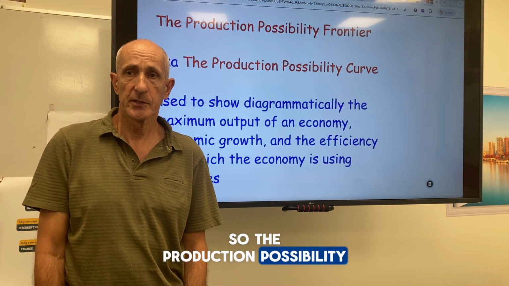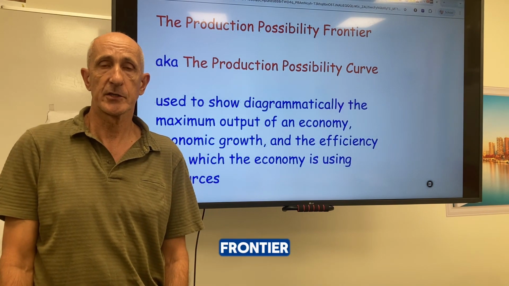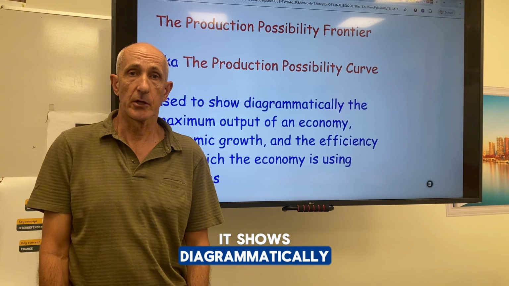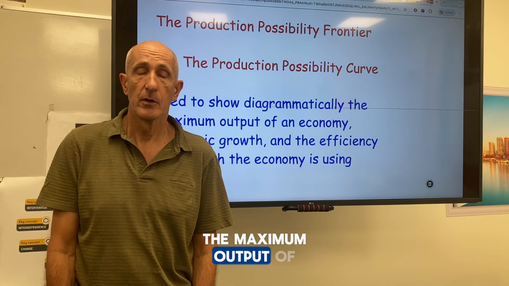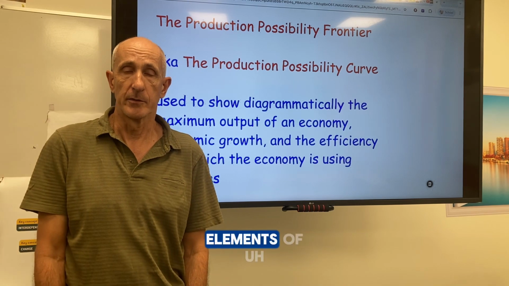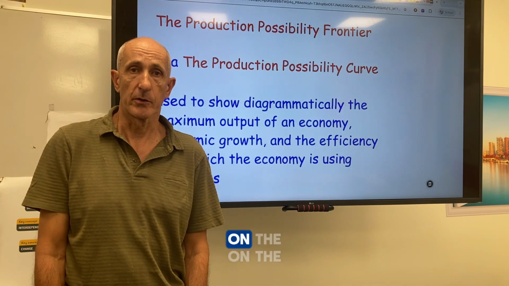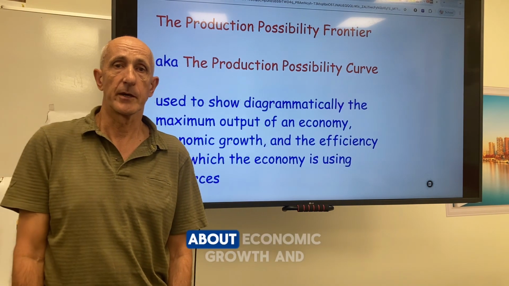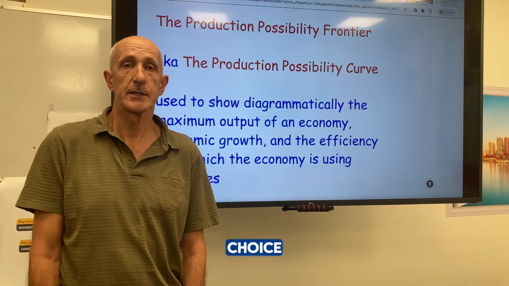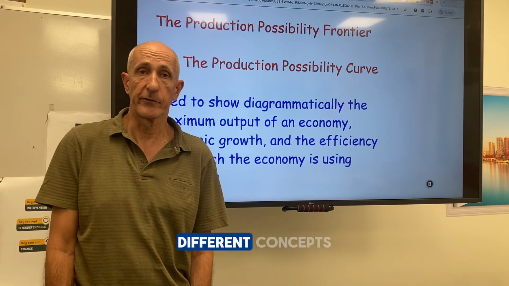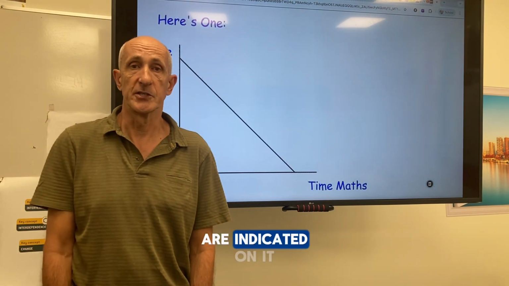So the production possibility curve, or the production possibility frontier, is one particular model. It's very simple. It shows diagrammatically the maximum output of an economy, and you can choose various different elements of what you're going to show on the axis, depending upon what your intention is. It can show us about economic growth and choice, opportunity costs. Actually, a whole range of different concepts are indicated on it.